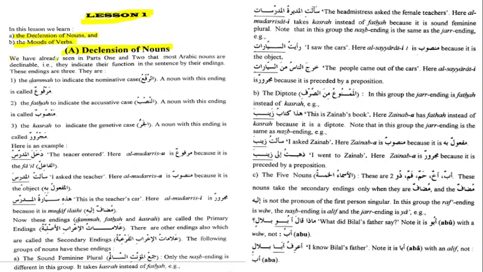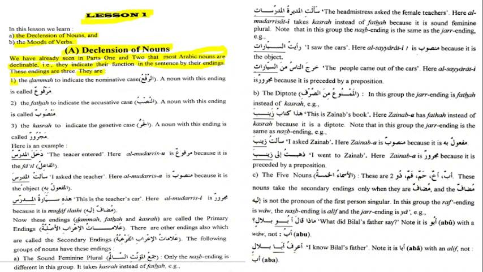So it says we have already seen in part 1 and 2, that's Juzul Awal wa Thani, that most Arabic nouns are declinable. They are mu'rab. That is, they indicate their function in the sentence by their endings. And these endings are three, because we're talking about fil asma. So the endings are three.